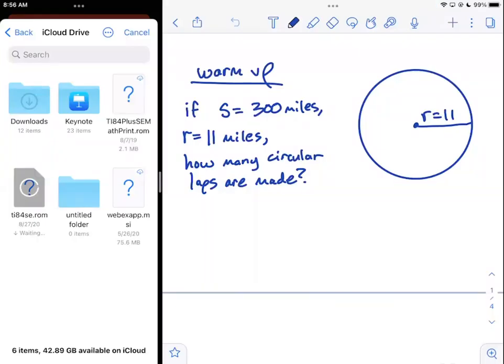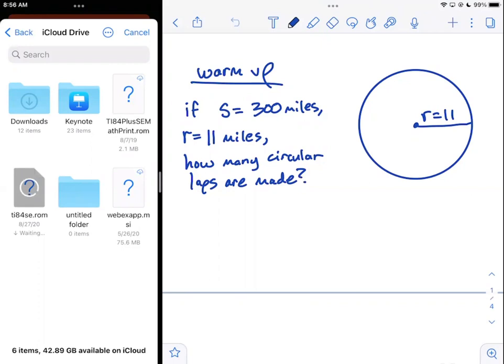All right, so I went ahead and drew the circle. I told you S is 300 miles, so you've got somebody running around the circle for 300 miles. The radius of the circle is 11 miles. Yesterday, we answered the question, how many degrees does this runner go through? So today we're looking for how many laps.